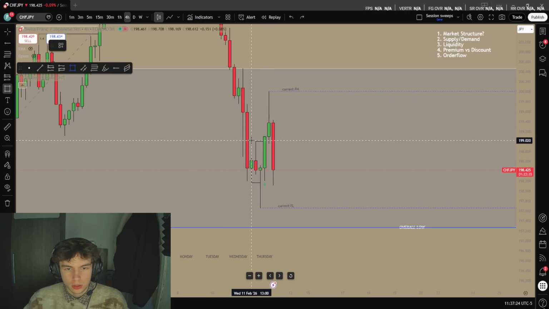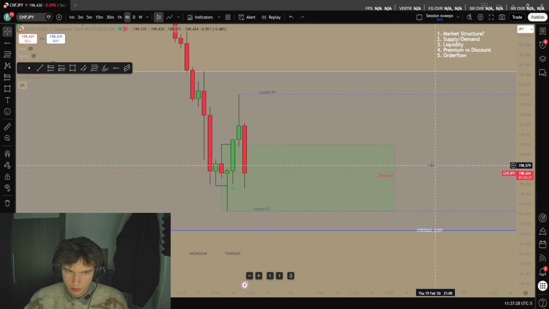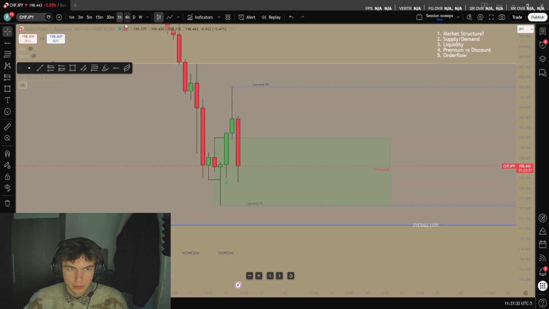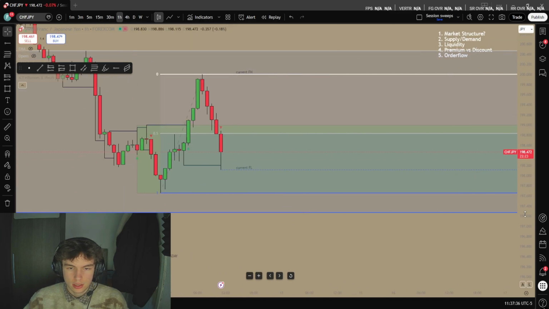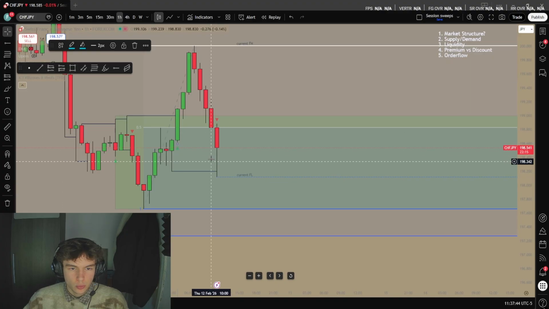So now what we're looking for is inside of this overall demand zone, because we are bullish. We want to be looking for buys. If we're going to drop down to the hourly, we're going to see inside of our premium versus discount, we have this smaller liquidity here, and we can see price is reacting off of it.